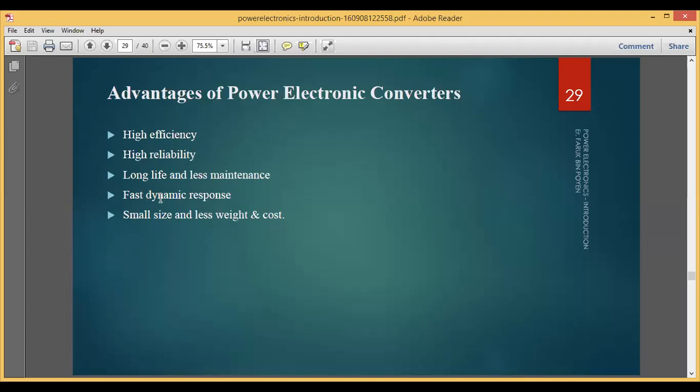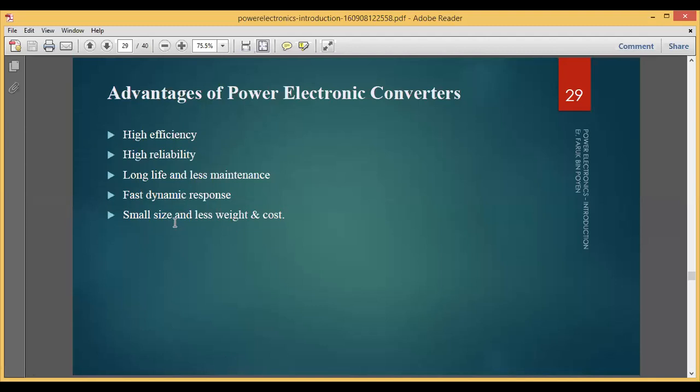Okay, and then fast dynamic response. The meaning of fast dynamic response here is whenever you feed the input to those particular devices, they will give you the output within a fraction of a second. It will not wait for a long amount of time to respond. Or in other words, there is very little delay in those power electronic converters.